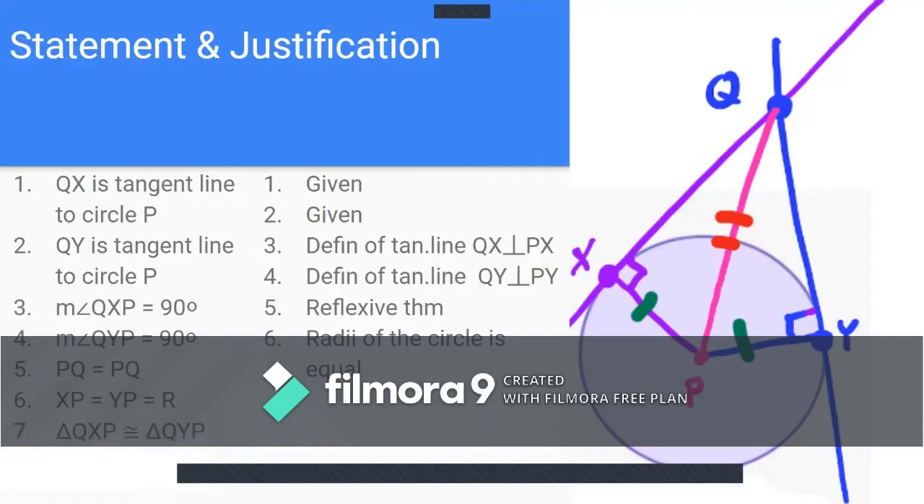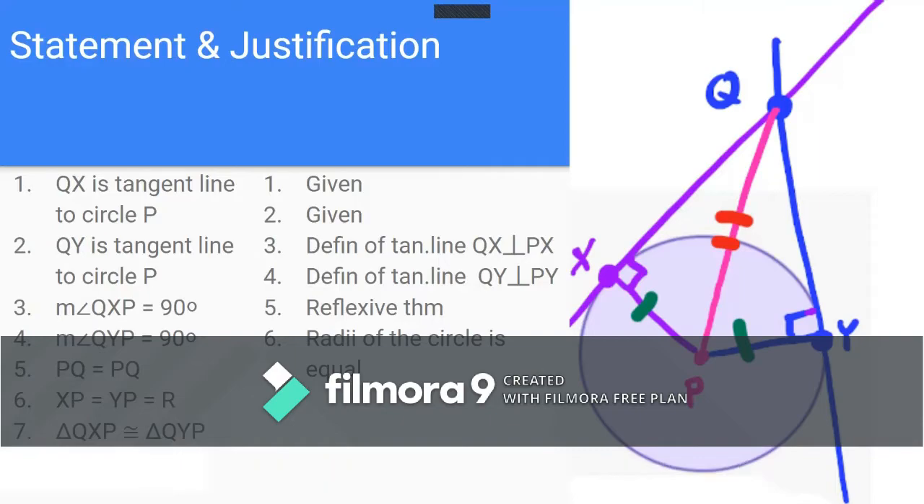Step 7: triangle QXP is congruent to triangle QYP. Take a moment, think about it. All right, so if you assume, all right.